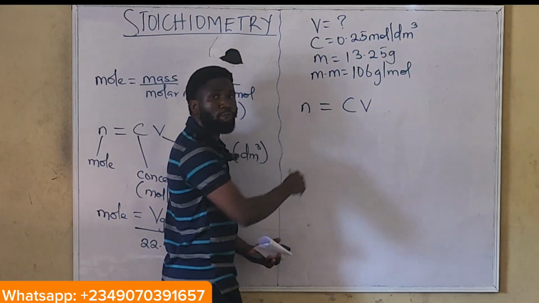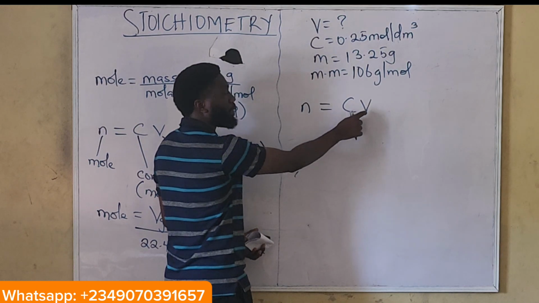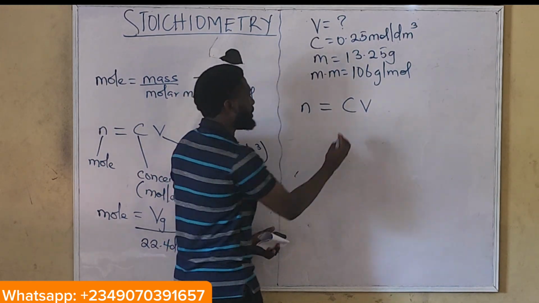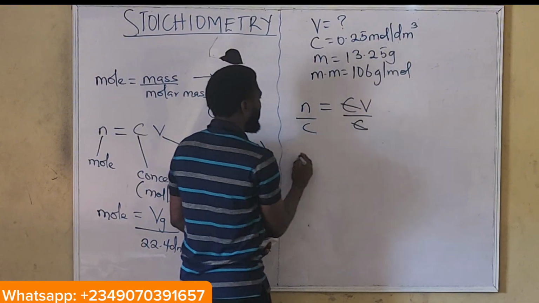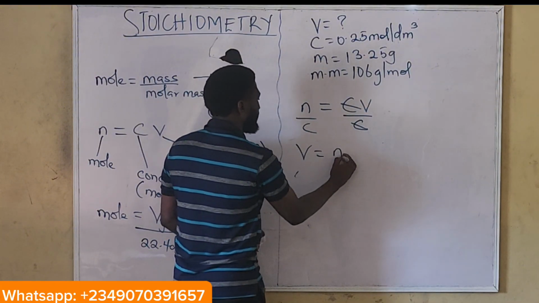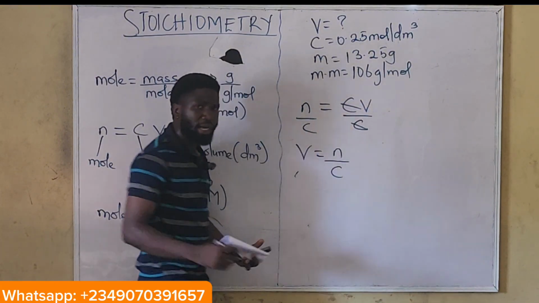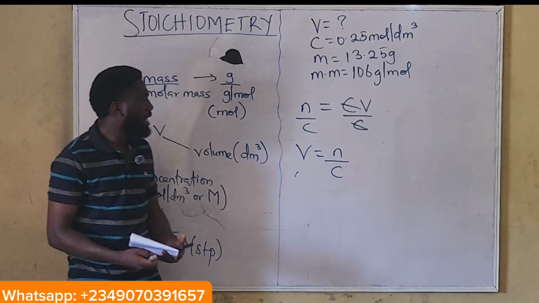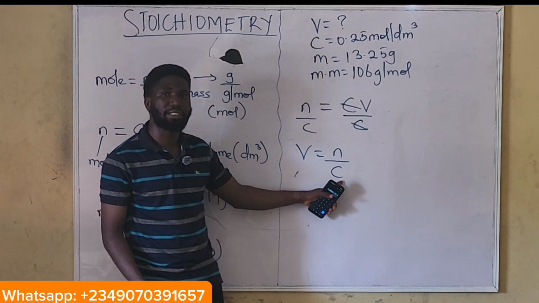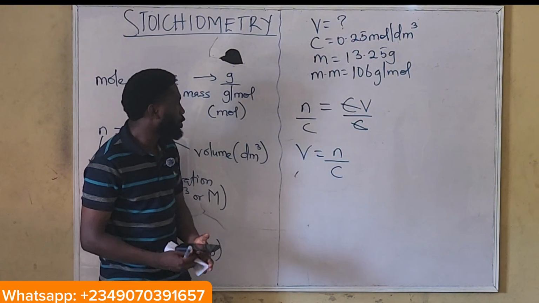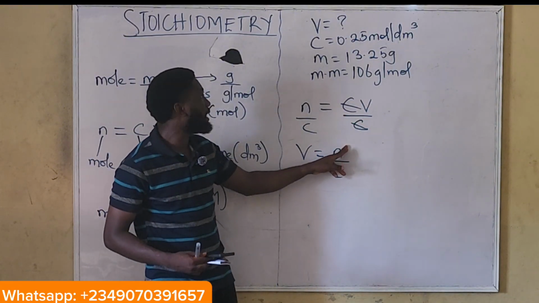To get the volume, what do we have to do? You make the volume the subject of the formula. So you divide both sides by C. So C cancels C. That means volume equals n over C. I hope you are getting it. So now we have n here, which is the mole. We have C here, which is the concentration. All right. So the n here represents the mole, like I said earlier.